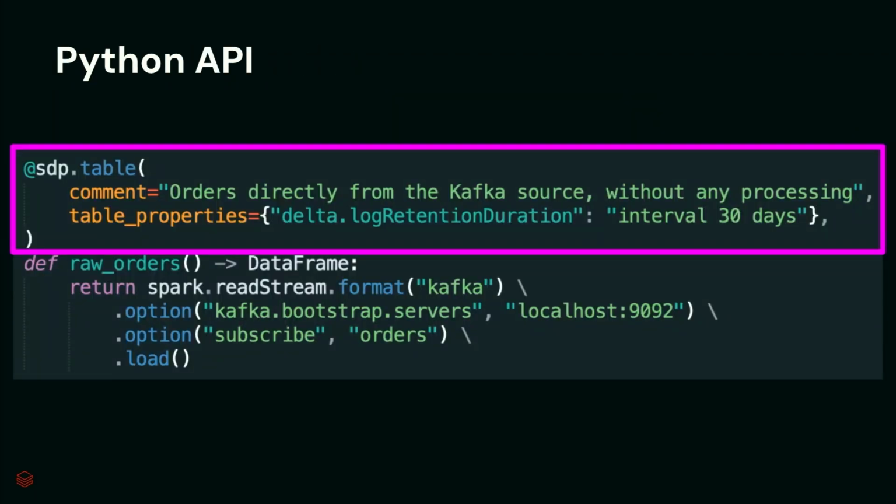If we want to attach metadata to the table, we can lightly amend this code to pass in a couple extra arguments to our decorator. So here we've attached a comment that documents our table, as well as a table property, which in this case controls how long delta logs are retained for.